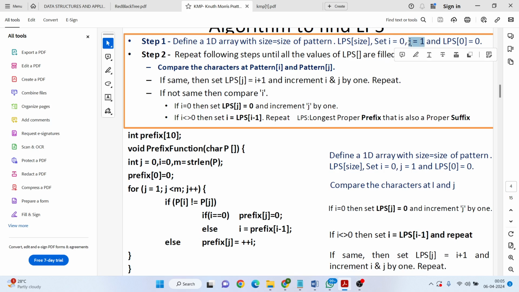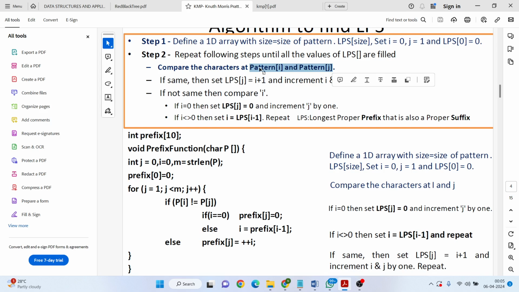It's of no use to compare the first character with the character only, so we have to start from the second character. So j equals 1, and the first entry in the LPS array is always 0. This is the initial setup required. You repeat till you reach the end. So two characters you have to compare: the first character, second character, first character, third character, like that.